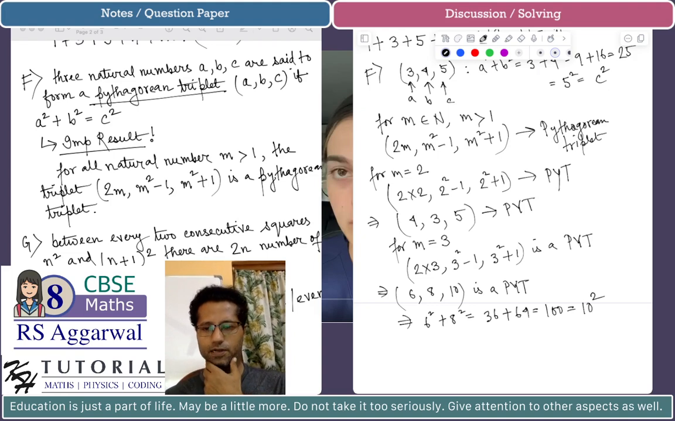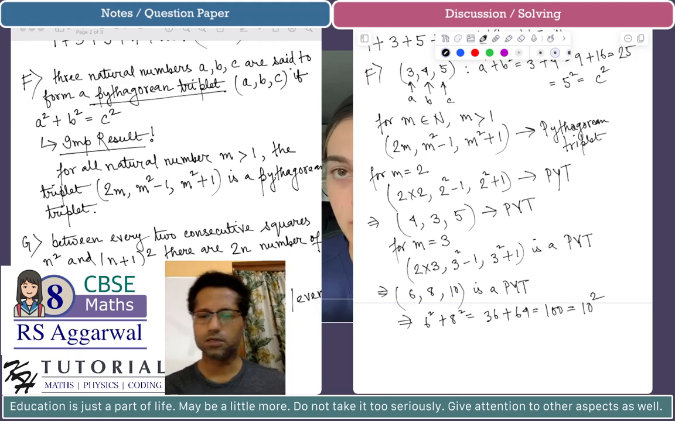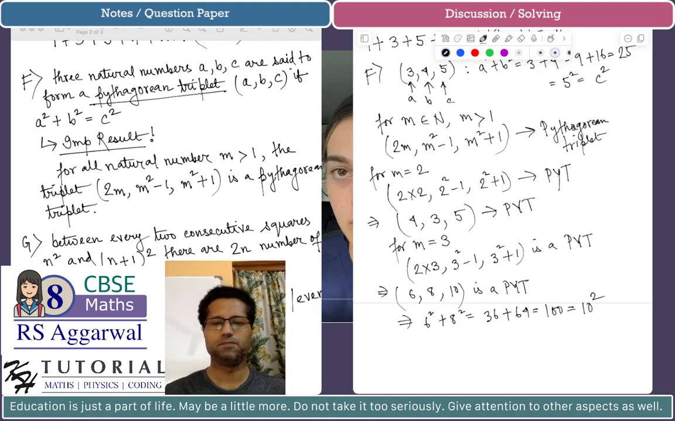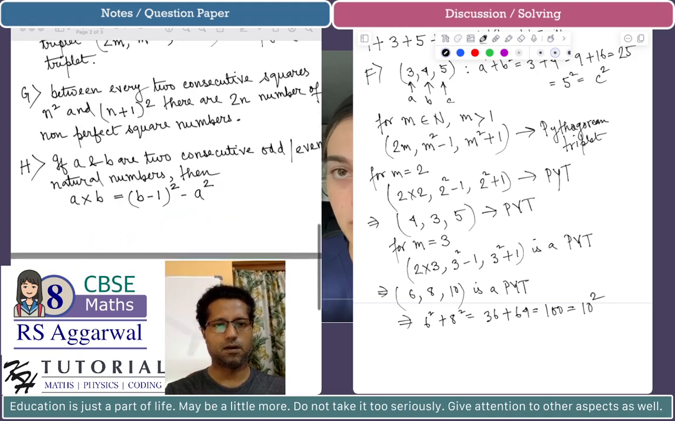So we have a result that for any natural number m which is greater than 1, the triplet 2m comma m square minus 1 comma m square plus 1 will always be a Pythagorean triplet. Okay. Property G.